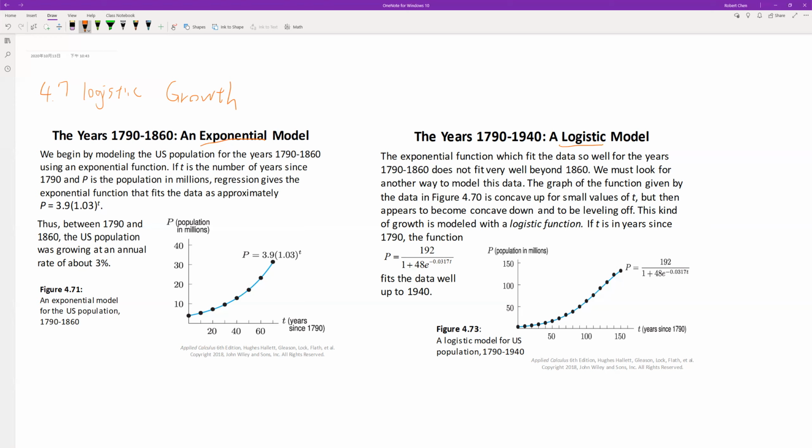On the right hand side, we can see that we have the logistic model 150 years after 1790. You can see that this model actually fits pretty well, a different form than the exponential growth model. In this section, we are going to focus on how to work with a logistic model.